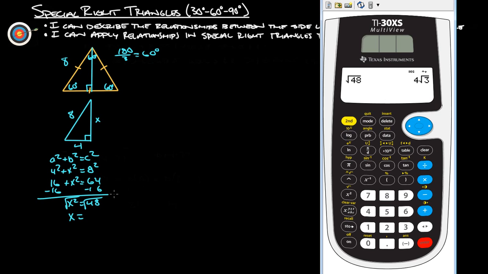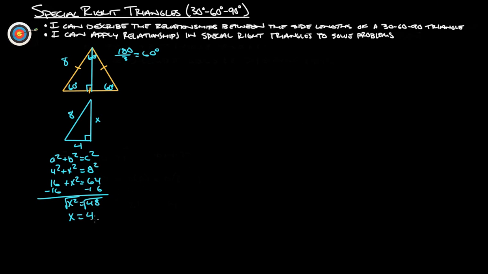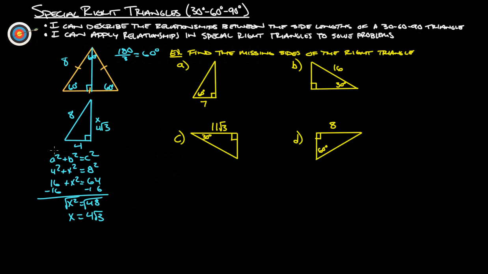Now, I'm going to leave it as 4 root 3 instead of a decimal because this is going to help us find some special relationships. So this here is going to be 4 root 3. Let's look at a couple more examples, and then we should be able to understand what the angle relationships are. This here is 60 degrees, just like it was before, and since this got cut in half, this is now 30, hence the 30, 60, 90 triangle.